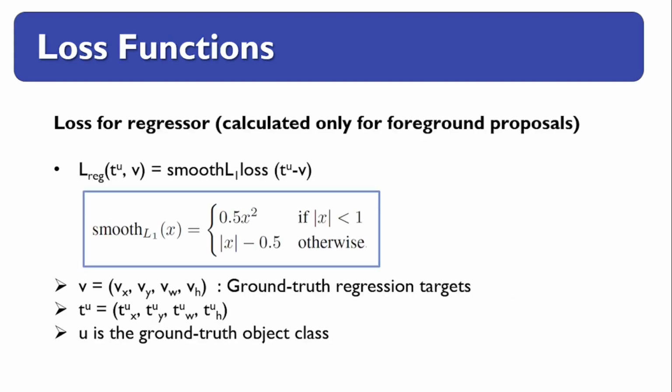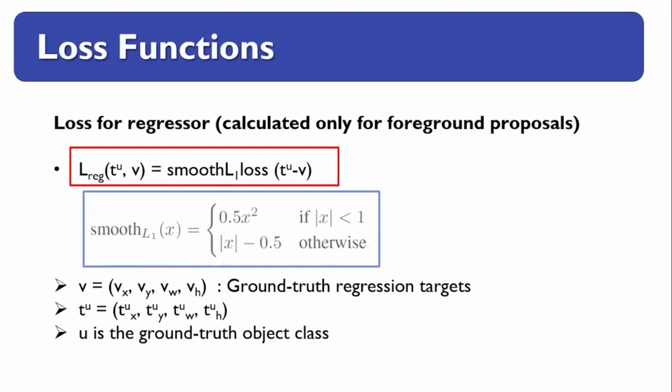Whereas for the regressor, we use the same smooth L1 loss function as we studied in the region proposal network. This is basically a mixture of L1 and L2 loss. The equation is as shown here. Here u is the ground truth object class and v represents the ground truth regression parameters which we just defined, and t_u represents the predicted regression parameters for the object class u.